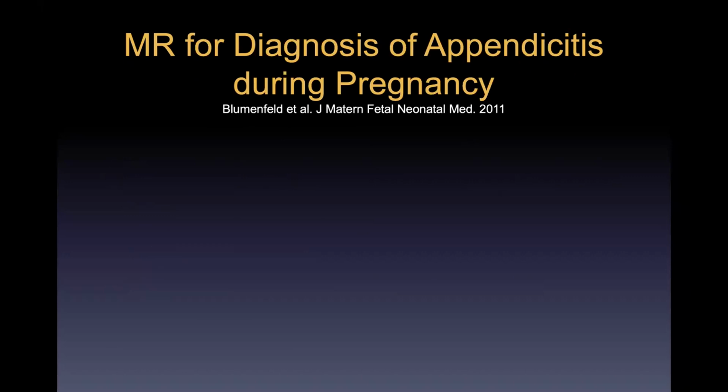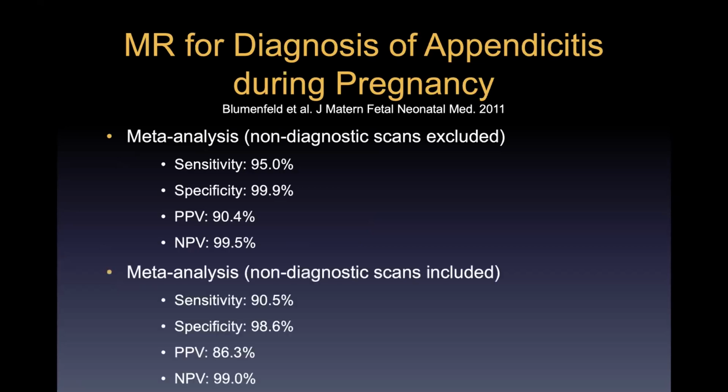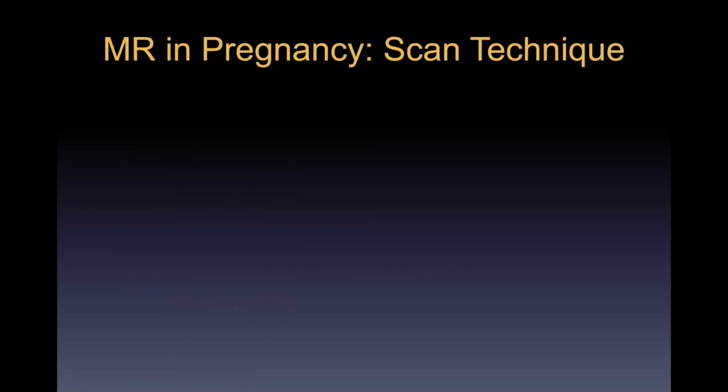The other non-radiation alternative is MR, of course. This is a meta-analysis. This first grouping of data had non-diagnostic scans excluded, which probably isn't a real reflection of the world. The second grouping included non-diagnostic scans, but still great sensitivity and specificity, much better than ultrasound. And look at this negative predictive value. So in negative scans, we could be very confident that those patients did not have appendicitis.